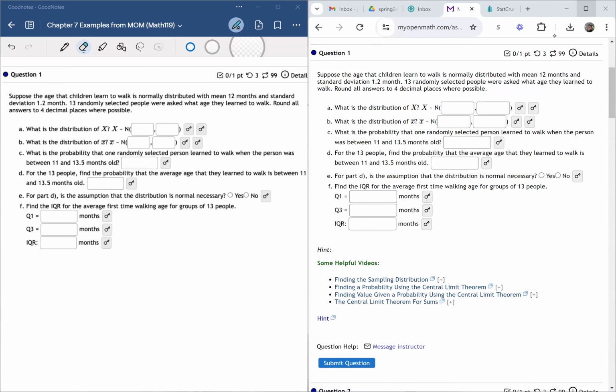Hi folks, welcome to this video where we're going to do an example like question number 1 on the central limit theorem homework with the means, okay? So let's take a look at question number 1. It says, suppose the age that children learn to walk is normally distributed with a mean of 12 months and standard deviation of 1.2 months. 13 randomly selected people were asked at what age they learned to walk. Round all answers to 4 decimal places where possible.